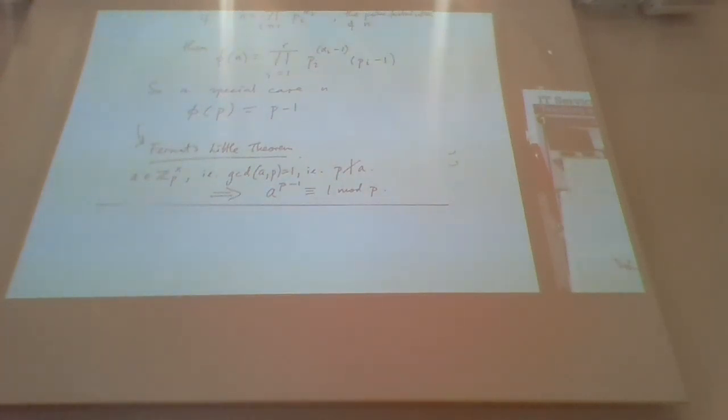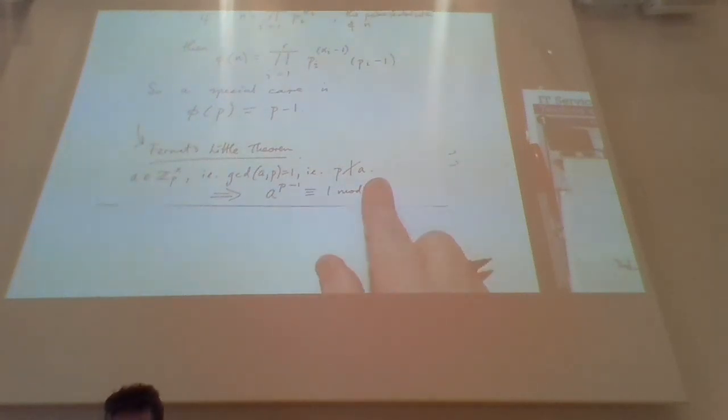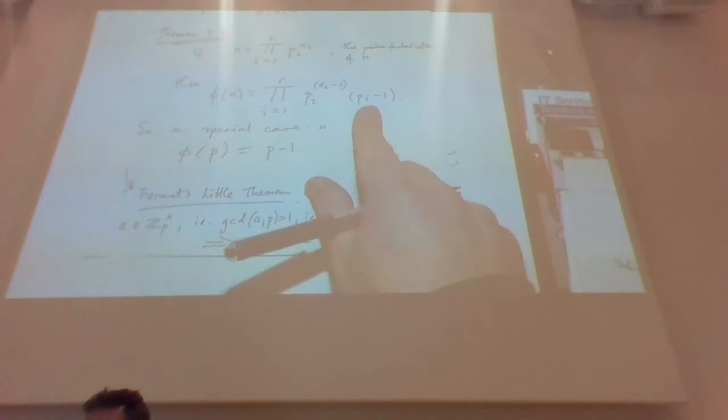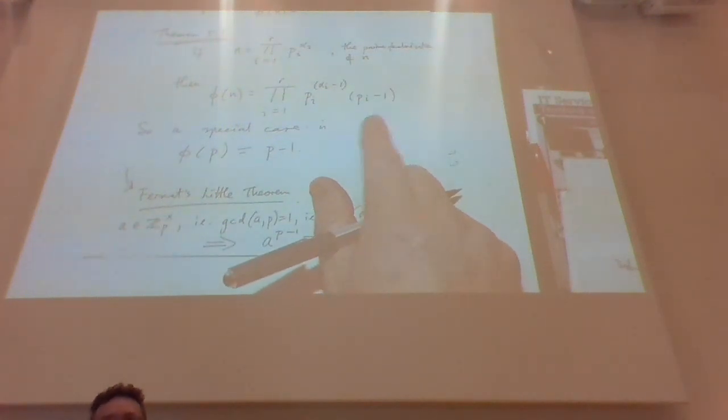Okay, so tomorrow we're going to start proving things. We'll prove Fermat's little theorem, and we'll start working our way towards a proof of this multiplicative formula. We call this thing the multiplicative formula for phi.